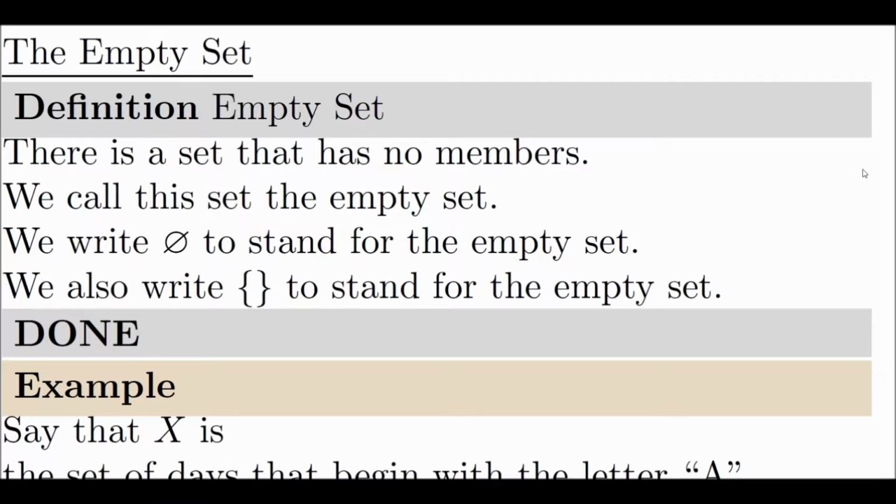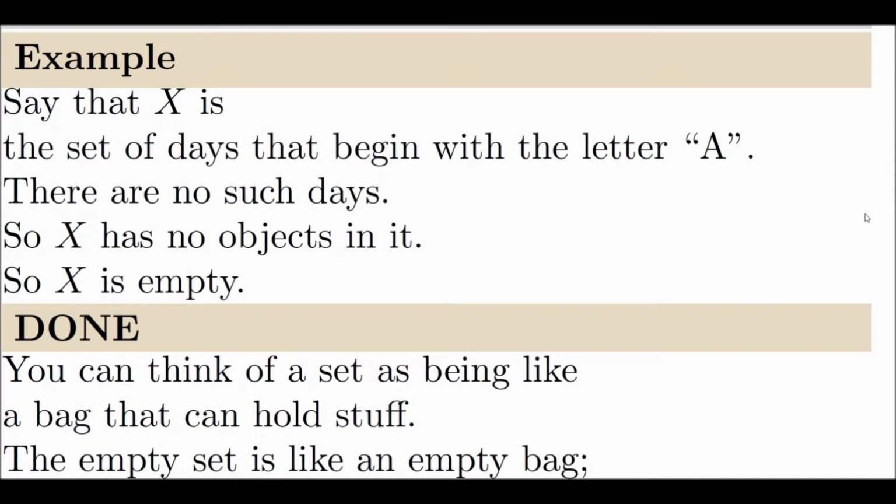So there's a special set called the empty set. This is the set that has no members. So we'll call that the empty set, and we'll write this symbol to stand for the empty set. It's like a Norwegian O. You could also write braces with nothing in between them to stand for the empty set. So here's an example of the empty set.